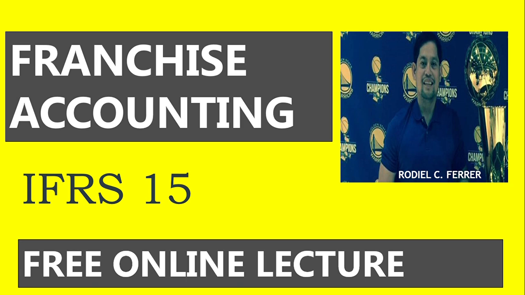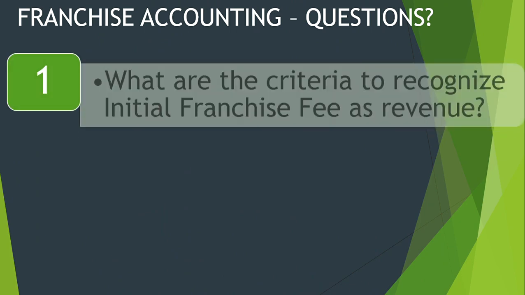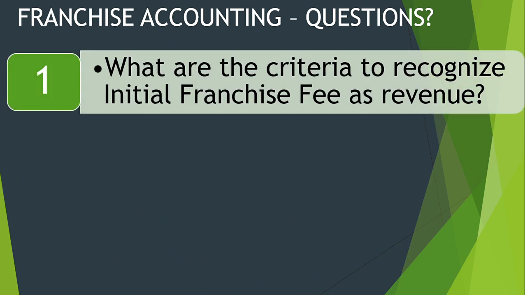Our topic is franchise accounting based on IFRS number 15. Question number 1. What are the criteria to recognize initial franchise fee or continuing franchise fee as revenue? How do we allocate the transaction price to the performance obligations? Are we only limited to use the relative standalone selling prices? What are the different alternative methods to allocate the transaction price to the different performance obligations?